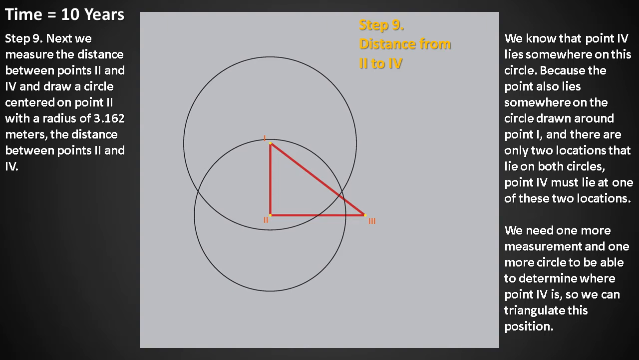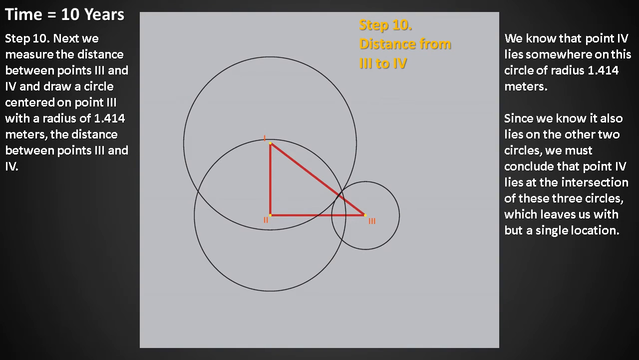Because the point also lies somewhere on the circle drawn around point 1, and there are only 2 locations that lie on both circles, point 4 must lie at one of these 2 locations. We need one more measurement and one more circle to be able to determine where point 4 is so that we can triangulate this position.